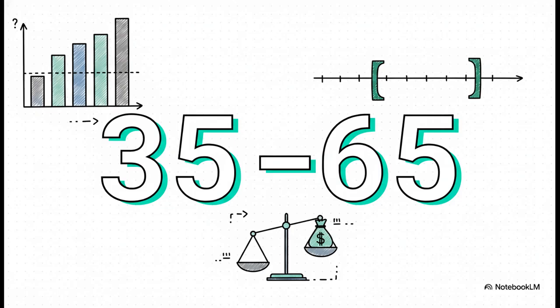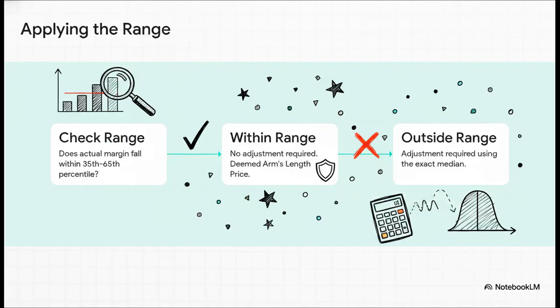Your arm's length range begins right at the 35th percentile of your dataset and ends at the 65th percentile. So how do you actually apply this to your client's transaction? It's a simple 3-step process. Step 1, check if the actual transaction margin falls within that 35th to 65th percentile range. Step 2, if it does, you're golden. No adjustment is required, the transaction is deemed arm's length.